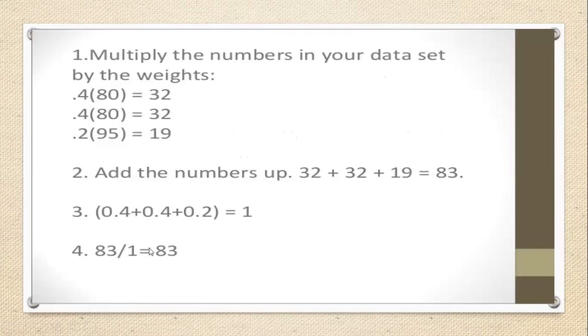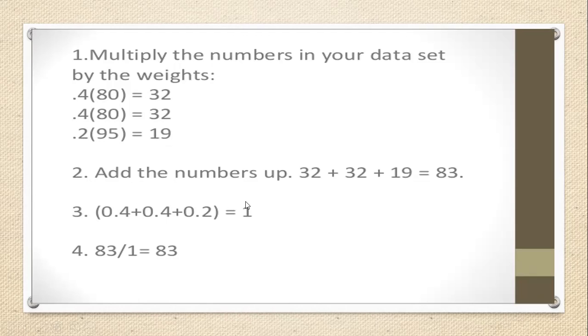Now multiply the numbers in your data set by the weights. The 0.4 is the weight which was given by the professor. 0.4 multiplied by 80, which he scored in exam 1, is 32. 0.4 multiplied by 80 in exam 2 is 32, and 0.2 multiplied by 95, which is an easy exam, equals 19.